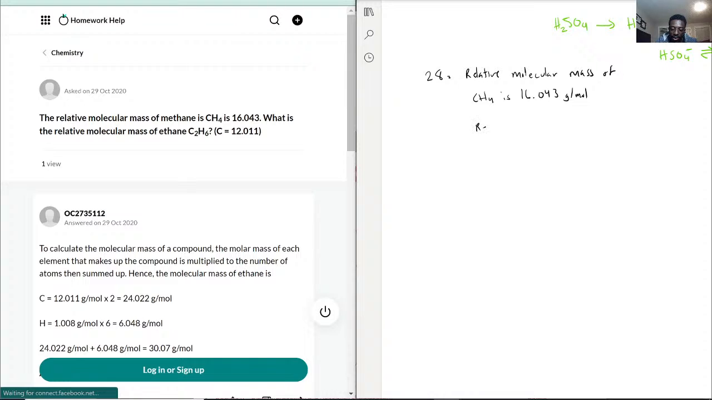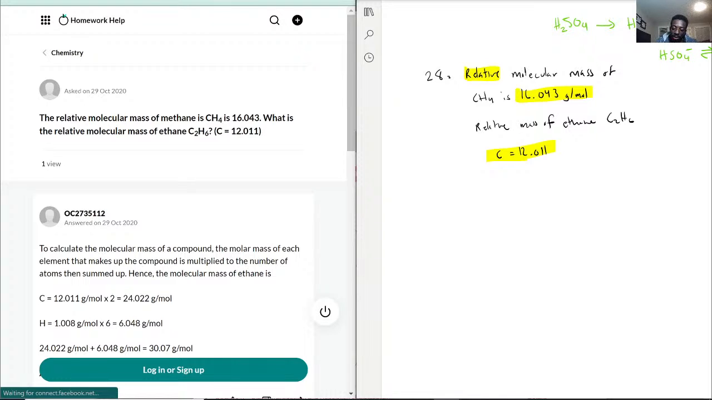And now they want to know the relative mass of ethane, which is C2H6. They tell you that carbon is equal to 12.011. The reason why I keep stressing relative is because they don't want you to go to your periodic table. They want you to use the information they gave you in this question to find out what the relative mass of ethane would be. They gave you the mass of carbon because they want you to figure out how much each hydrogen actually weighs.